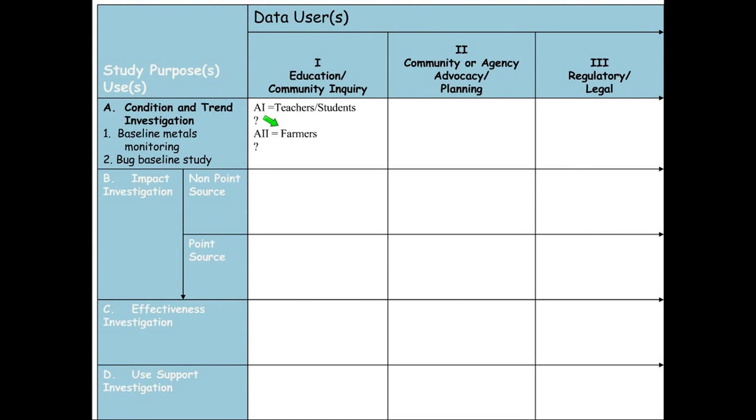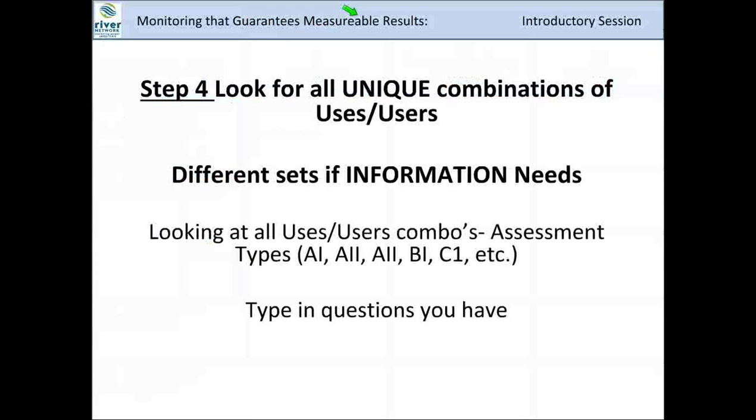So I want you to play with that for a minute and begin to fill in your matrix. Again, this is this lens through information needs. In this example, there are actually two different unique combinations of the study purpose and a data user. Unique combinations meaning they're going to need something different at the end of the line. So play with that for a minute, and if you can, fill out your matrix.